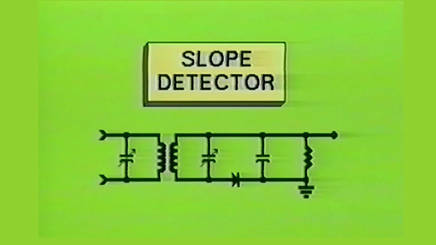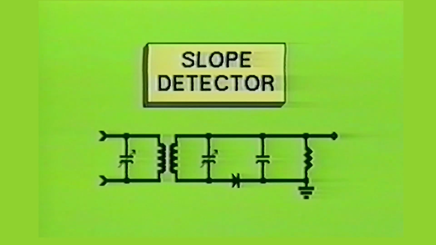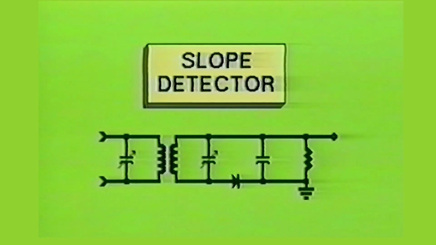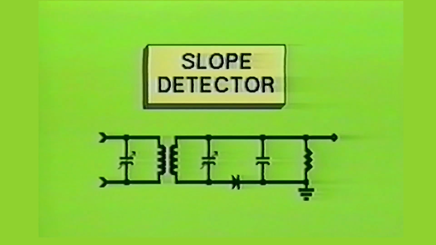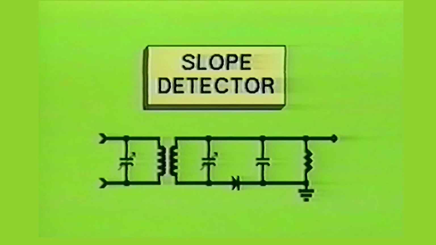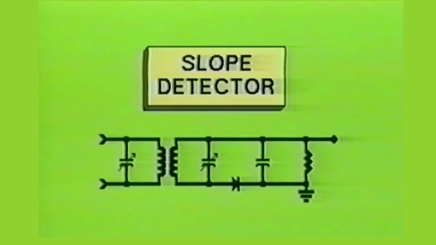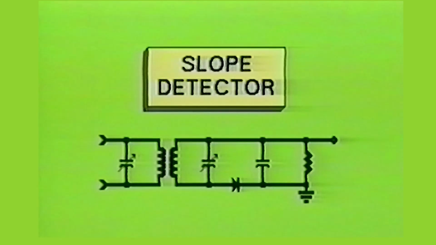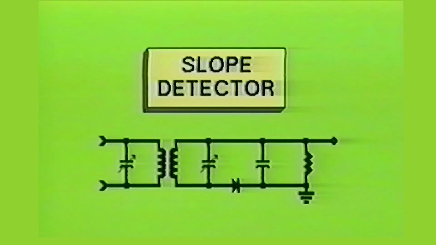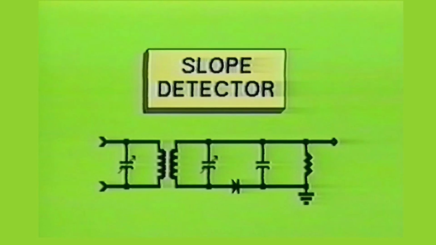The simplest form of FM detector is the slope detector, being shown to you now. The slope detector is not used for FM broadcast reception because the fidelity obtained from this circuit is not particularly good. The slope detector is generally used in narrowband FM reception, where the deviation is only plus or minus 5 kHz.